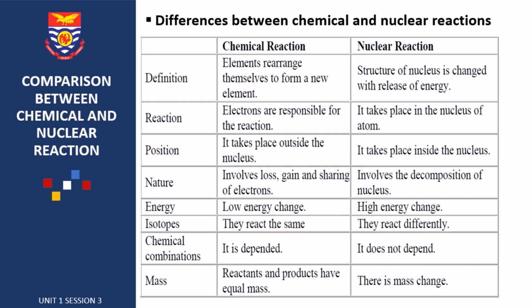So, in summary, we can say that one of the main differences between nuclear reactions and chemical reactions is related to how the reaction takes place in the atom. While nuclear reactions take place in the atom's nucleus, chemical reactions take place between the electrons.